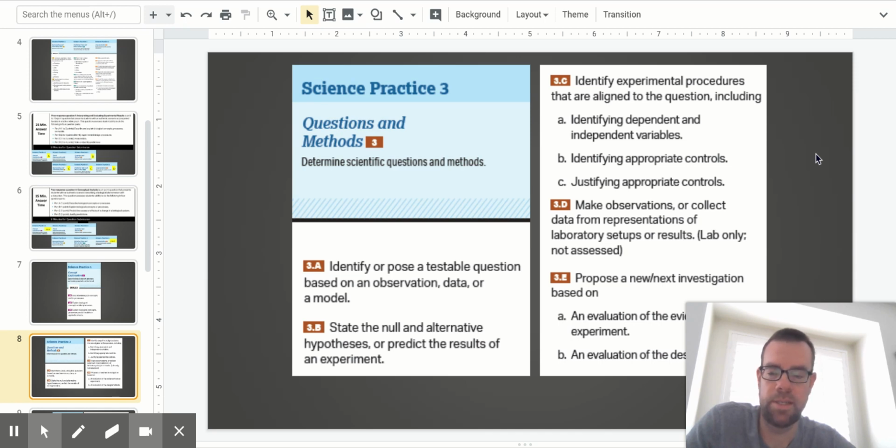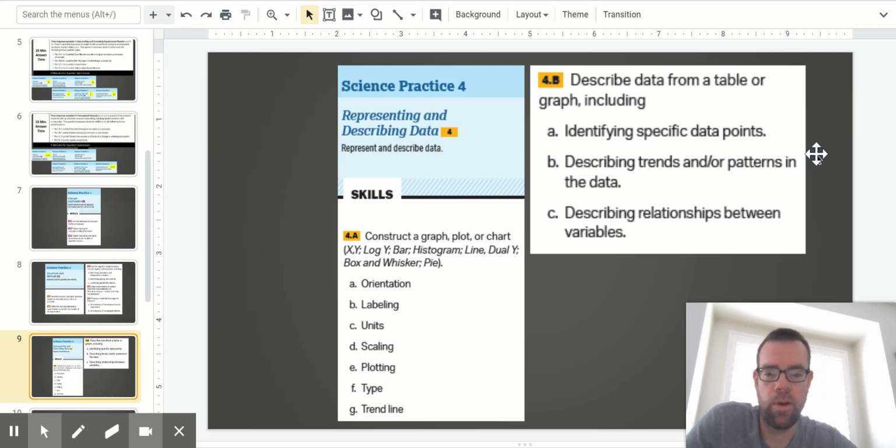So as long as you know how to design a controlled experiment and you know how to identify the parts of that experiment, you should be okay here with this. Okay, science practice 4 is about data. Now, you'll see 4A is asking you to construct a graph, plot, or chart. You're not going to be asked to do that.